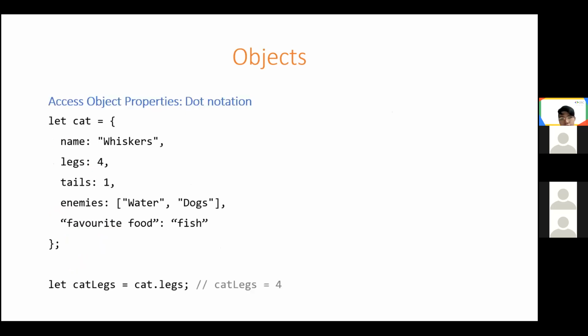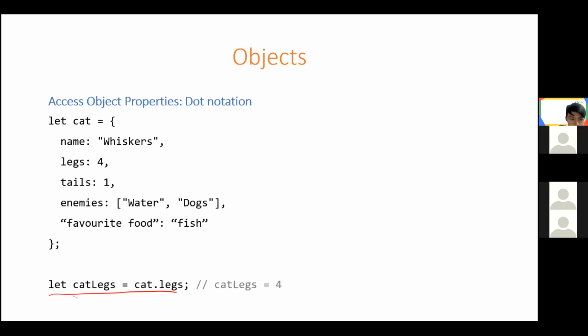So how do we access the values in a certain property? There are two ways to access that. It's either through dot notation or bracket notation, similar to an array. Dot notation is what you use when you know the name of the property you're trying to access ahead of time.